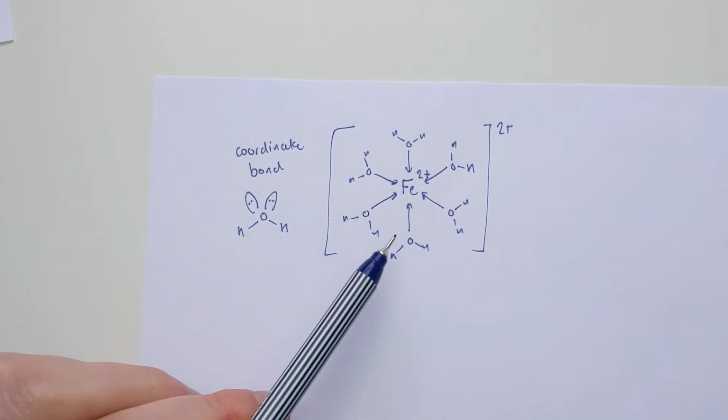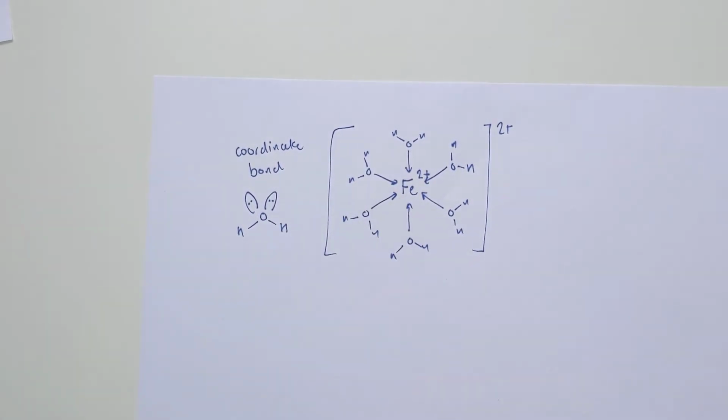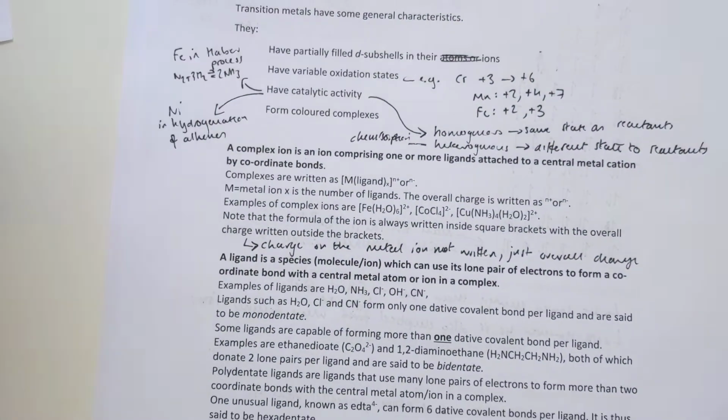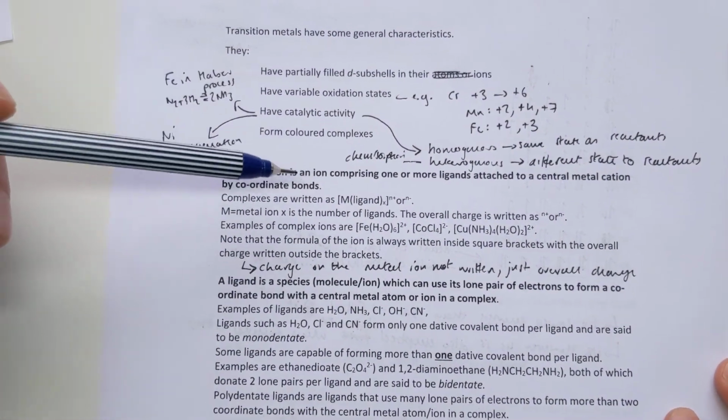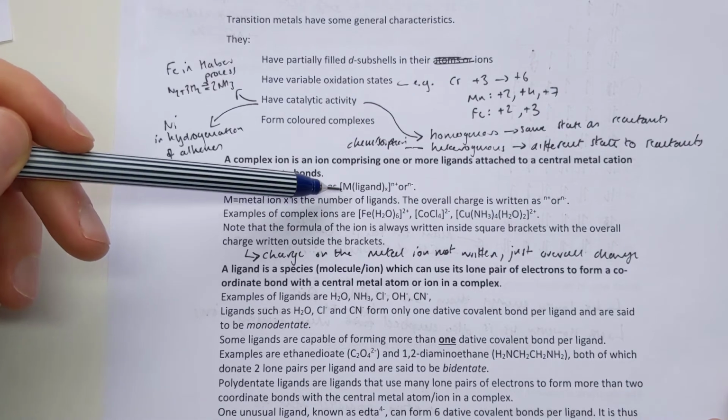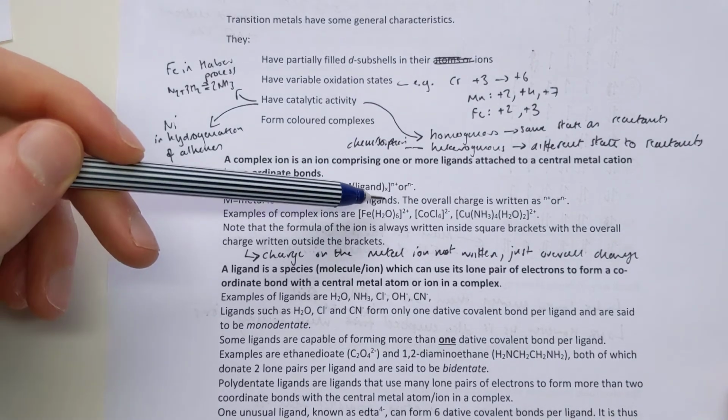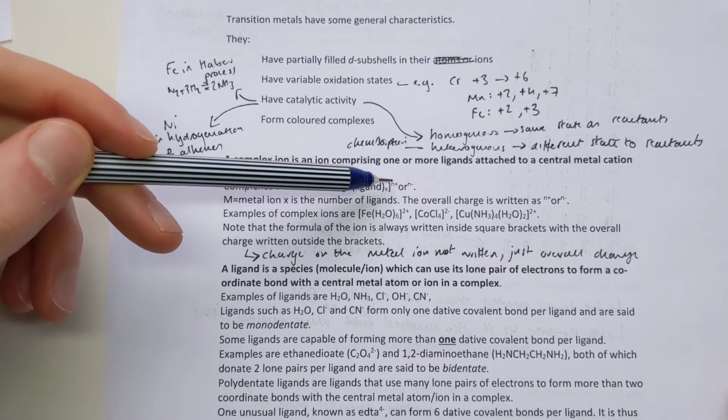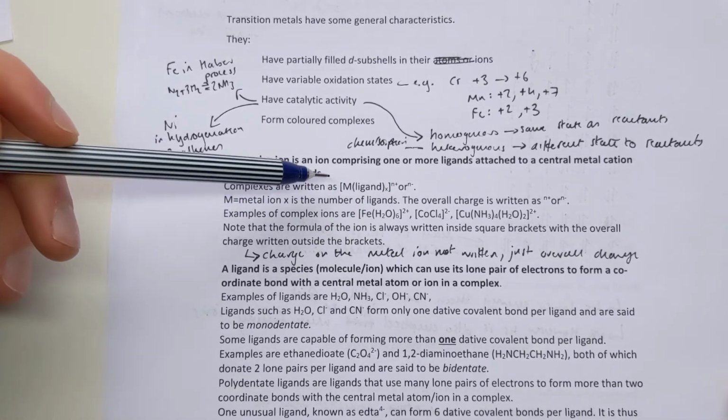Now sometimes you will be asked to draw out these complexes, but often that's a wee bit cumbersome, so we've got a little shorthand version of how you write them, which is explained here. A complex is written as M, the transition metal, then the ligand in brackets with a wee x, the number of ligands, beside it, with the charge to the top right of the square brackets. So there's a lot going on there.